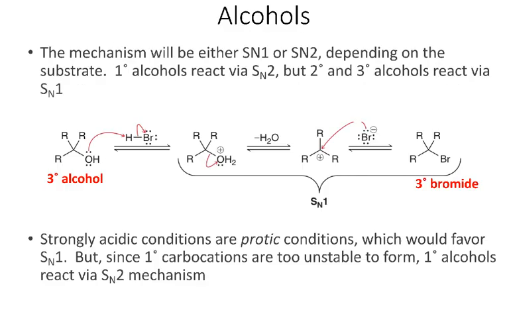So the mechanism for substitution reactions of alcohols can either be SN1 or SN2. Primary alcohols react via SN2, but secondary and tertiary alcohols react via SN1. Strongly acidic conditions are protic conditions, and normally this would favor SN1, but since primary carbocations are too unstable to form, primary alcohols react via SN2. And then because we have the protic conditions, if we have a secondary or tertiary alcohol, it's going to react via SN1.